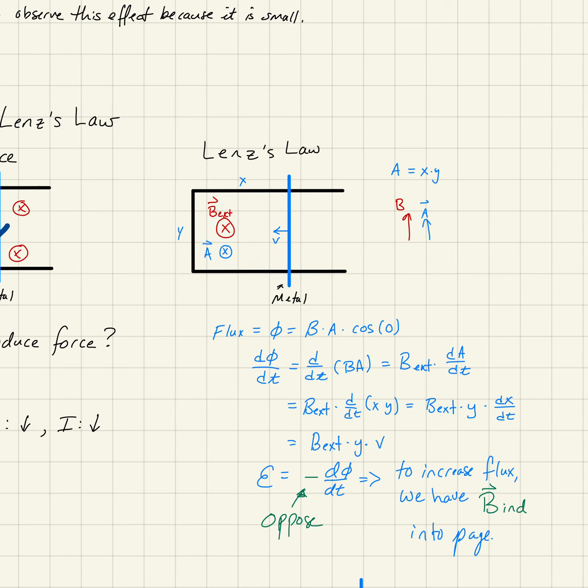All right, how am I doing that? I'm taking this area and shrinking it, right? As I move this to the left, I'm shrinking that area and I'm changing the flux. So flux is our new concept, right? Flux is BA cosine of theta. And in this case, the external field is into the page.